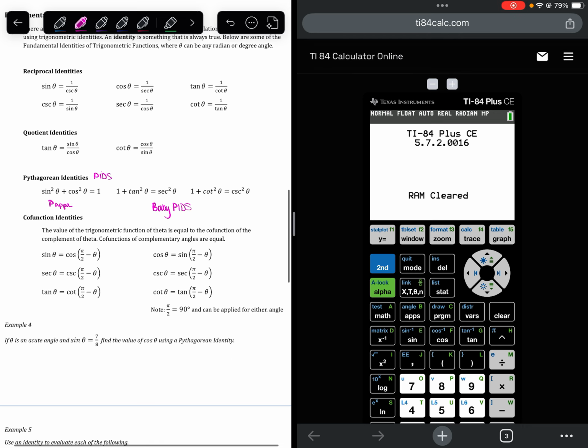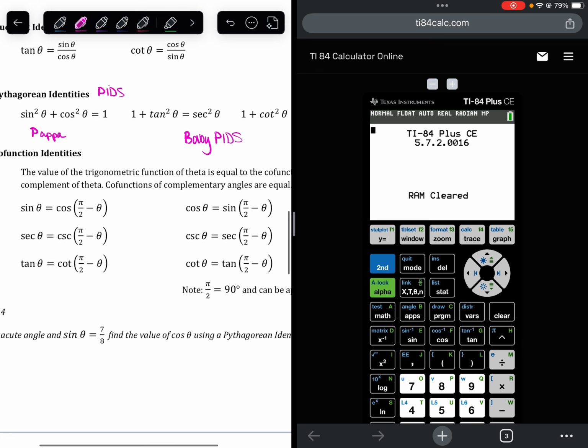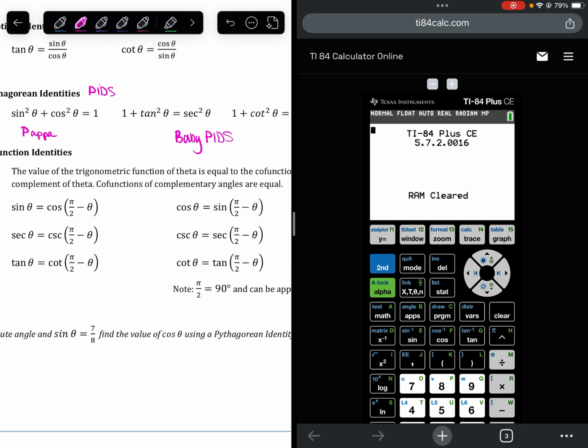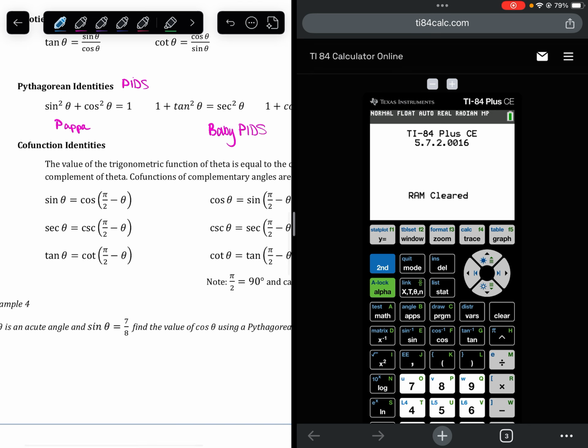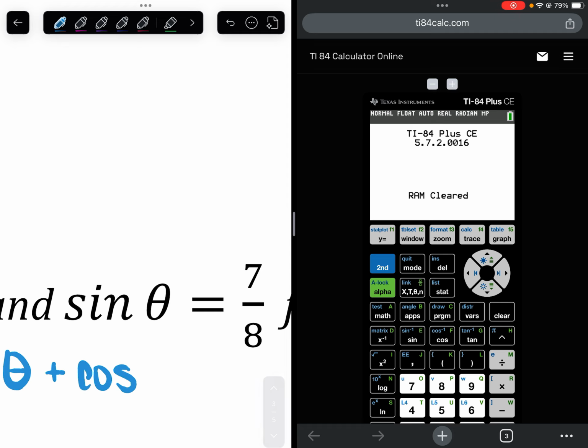All right, if theta is an acute angle and sine of theta equals 7 over 8, find the value of cosine theta using the Pythagorean identity. So sine of theta is 7 over 8. It says find the value of cosine using a Pythagorean identity. So we could do it similarly to what we did in the previous example, but because it says use a Pythagorean identity, we have to use a Pythagorean identity. So we want to use the Pythagorean identity that involves sine, which would be Papa PID. So Papa PID is sine squared of theta plus cosine squared of theta equals 1.